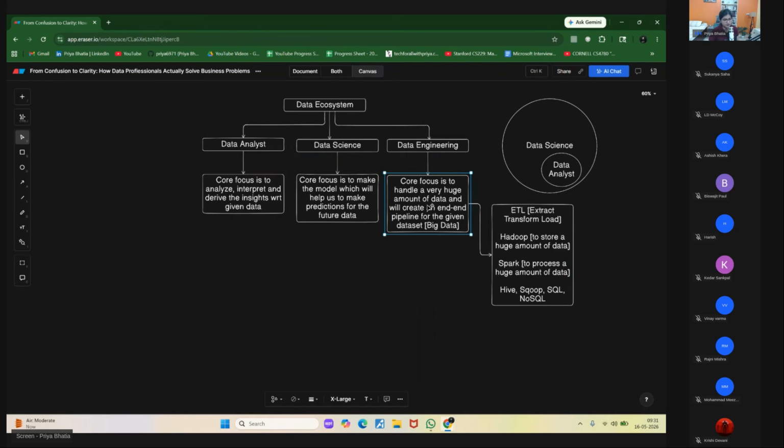whatever be the cases, I will be able to attempt that. So if at the end of the day you want to become very good in the data ecosystem, I would suggest that your main goal is to have knowledge of all these three fields, but start with the DA specific part.